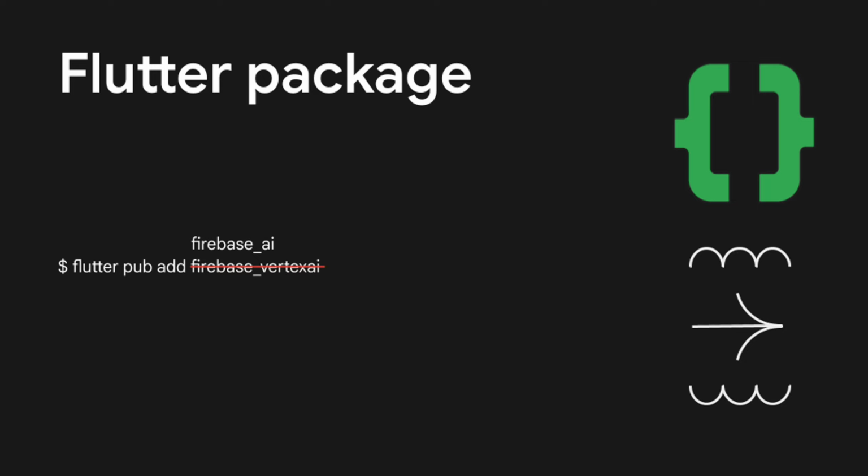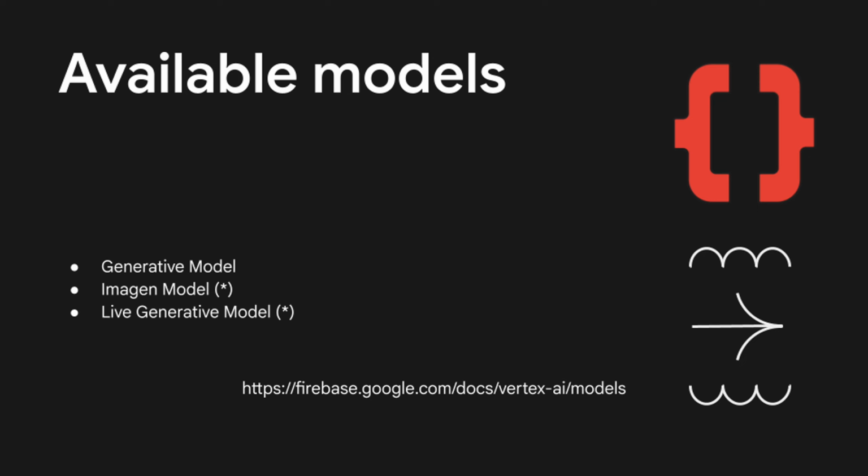Once that SDK's in, what models can you actually use? The slides listed a few. They listed three types available through this specific integration. First, the standard generative model. Right, for text and chat. Exactly. And there's the image model, which is for generating images. Okay. And finally, something called the live generative model.